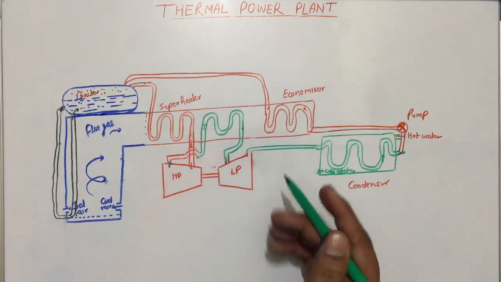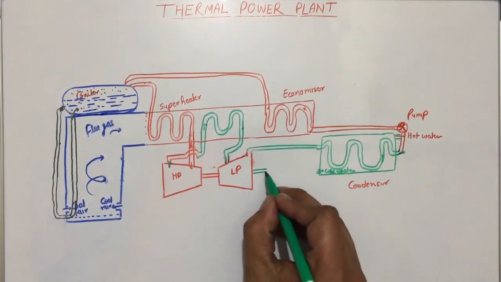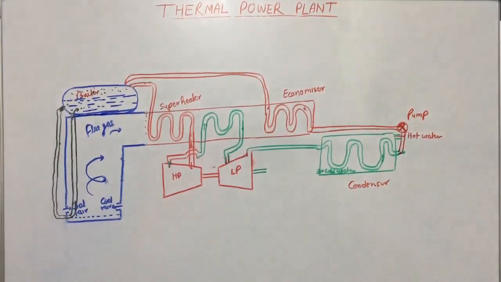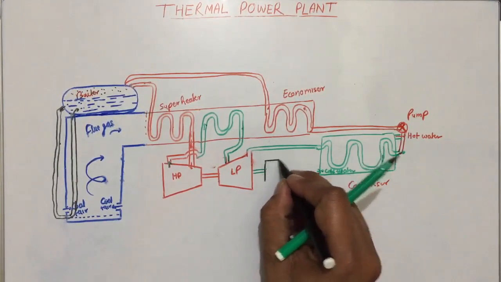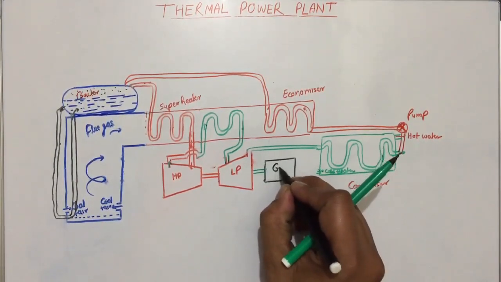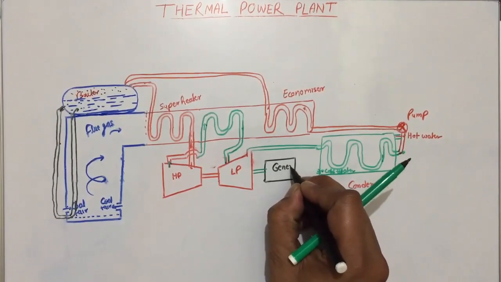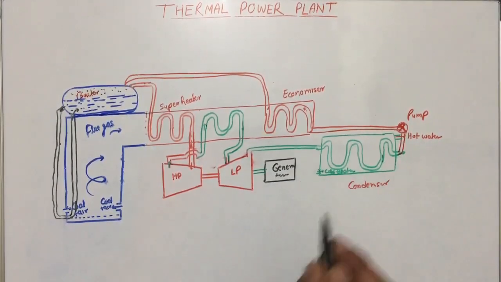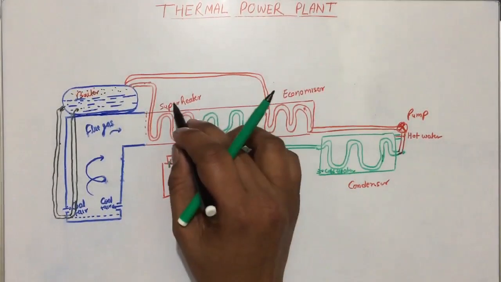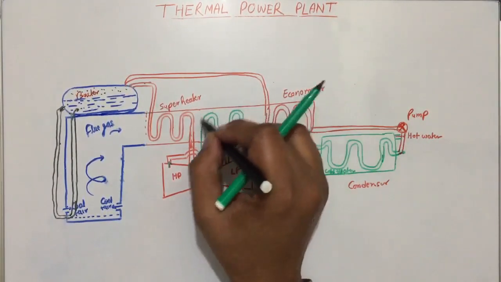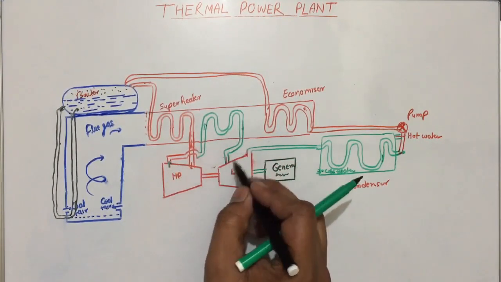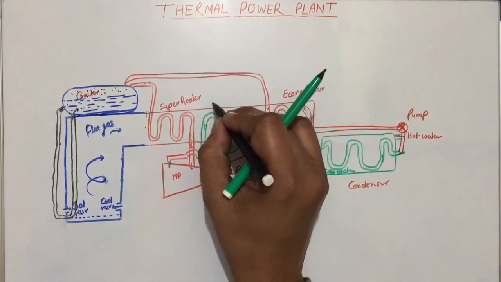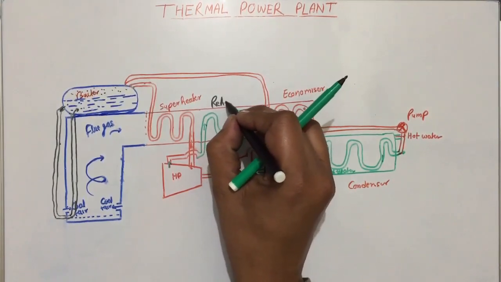to run the turbine. And the generator is connected here, and the generator generates the electricity. So this is the full system. This is the superheater, this is the economizer, and this is called, as we are heating the steam again, so it is named as the reheater.